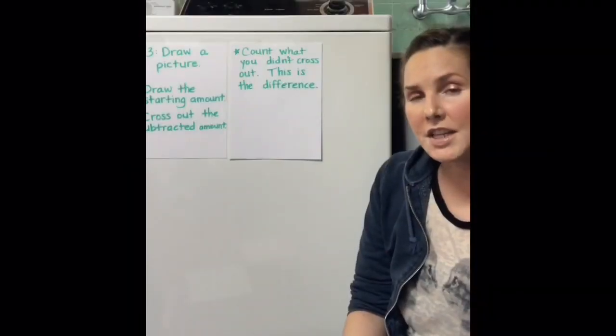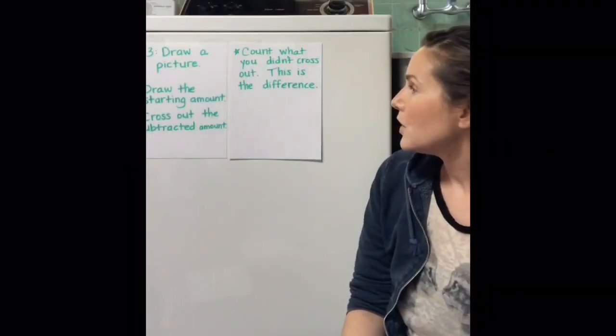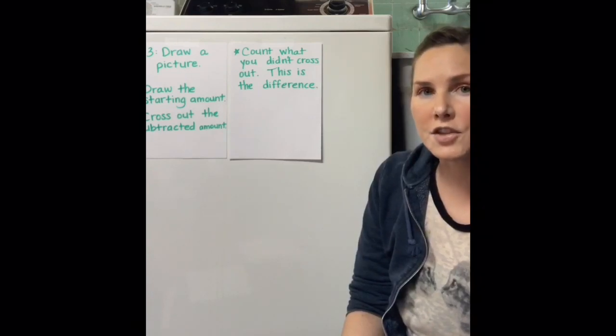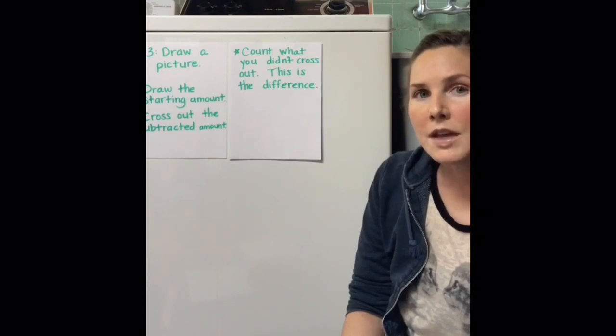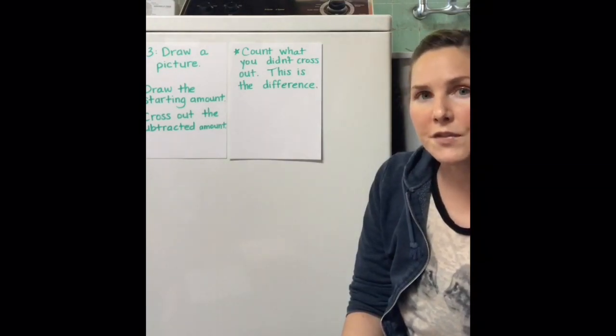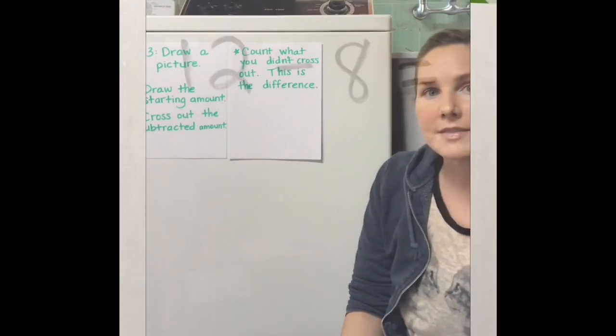The next strategy is to draw a picture. When you draw a picture, you're going to draw the starting amount, then you are going to cross out that second amount, count up whatever is left, and that's your difference. Let me show you how that works.